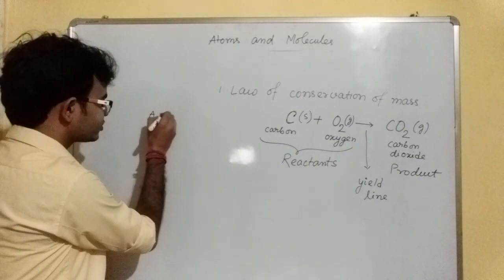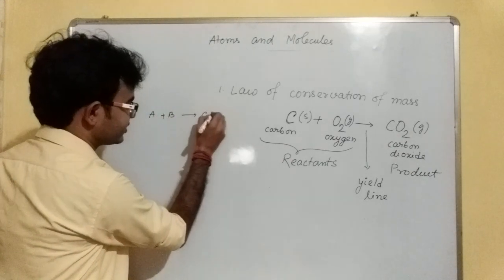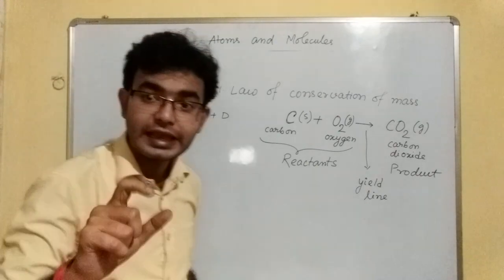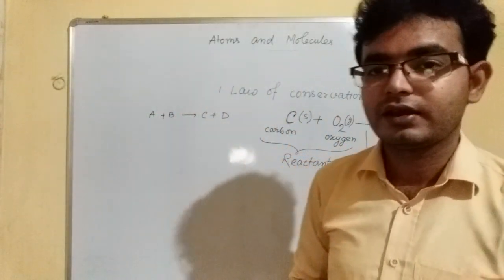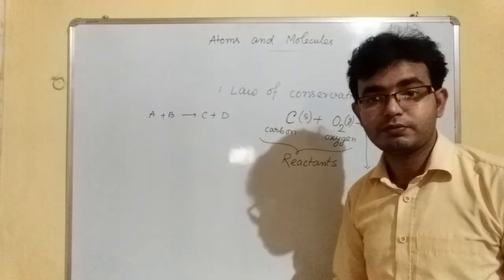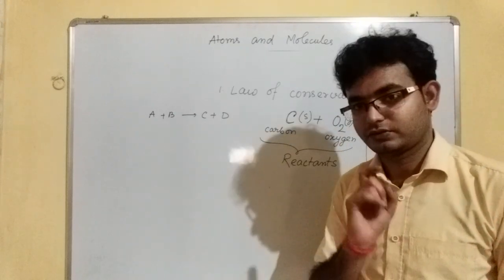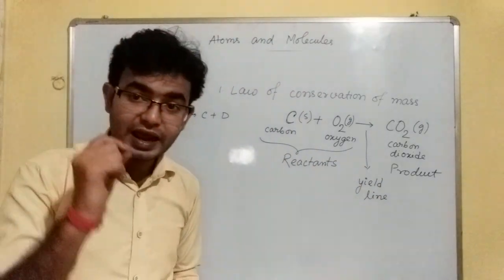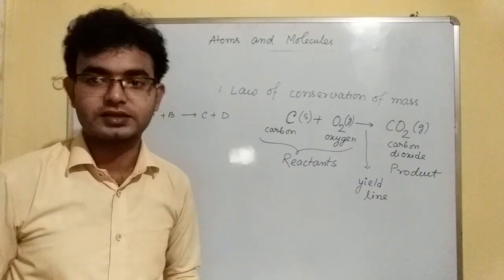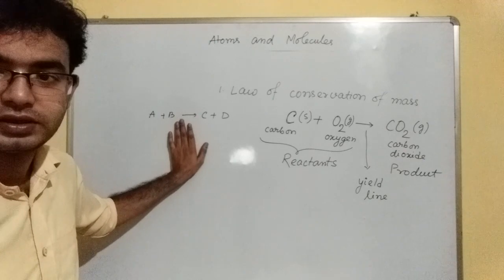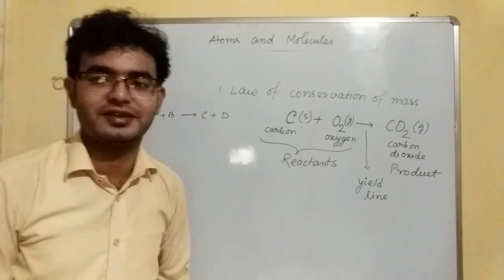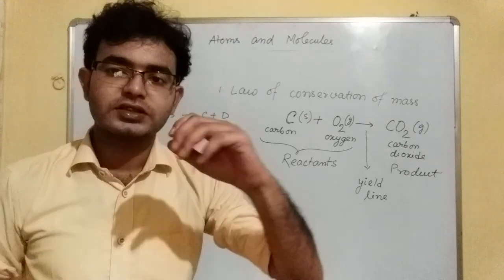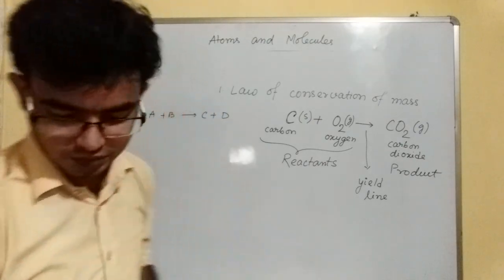Now suppose the question is that A plus B forms C plus D. Name the reactants. So first we will say A plus B are the reactants, and name the products. We will say C plus D are the products. No, ये नहीं बोलना है. तो क्या बोलेंगे आप? A and B are the reactants. A और B है ना, ये दोनों प्लस साइन को हम लोग ऐसे नहीं बोलेंगे. ठीक है, समझ में आया. हम लोग बोलेंगे A और B रिएक्टेंट है, C और D प्रोडक्ट है. ठीक है, चलो आगे.